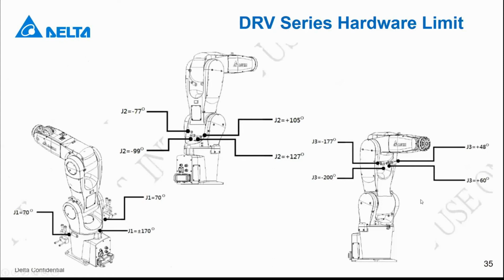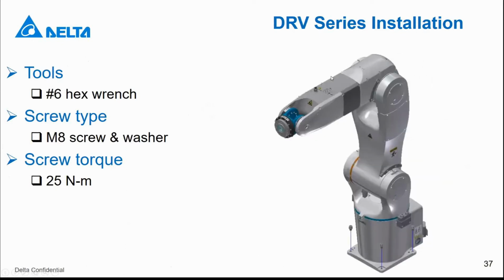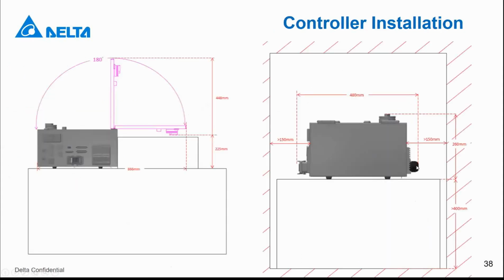Also DRV series. And for robot installation, we use 4 M8 screws, and we suggest 20 Newton meter to fix it. For the DRV series it's similar, just the torque we request is higher, 25 Newton meter. Also, we suggest for the controller, you need to install it with some space for heat sink, then it won't overheat.